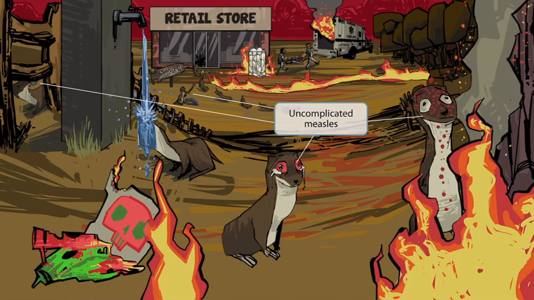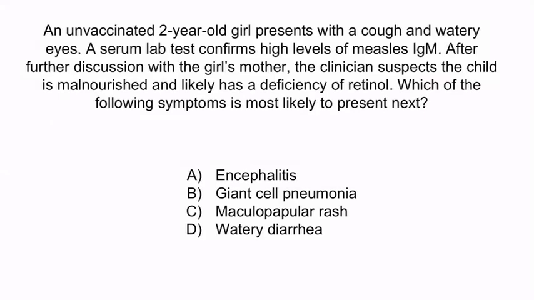Now that we've covered all the material in the image, let's do a question to apply what you've learned. An unvaccinated 2-year-old girl presents with a cough and watery eyes. A serum lab test confirms high levels of measles IgM. After further discussion with the girl's mother, the clinician suspects the child is malnourished and likely has a deficiency of retinol. Which of the following symptoms is most likely to present next? A. Encephalitis, B. Giant cell pneumonia, C. Maculopapular rash, or D. Watery diarrhea.